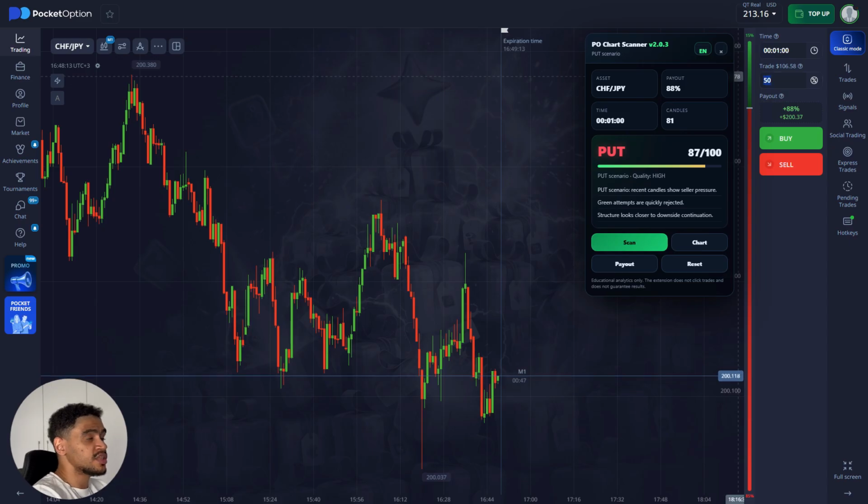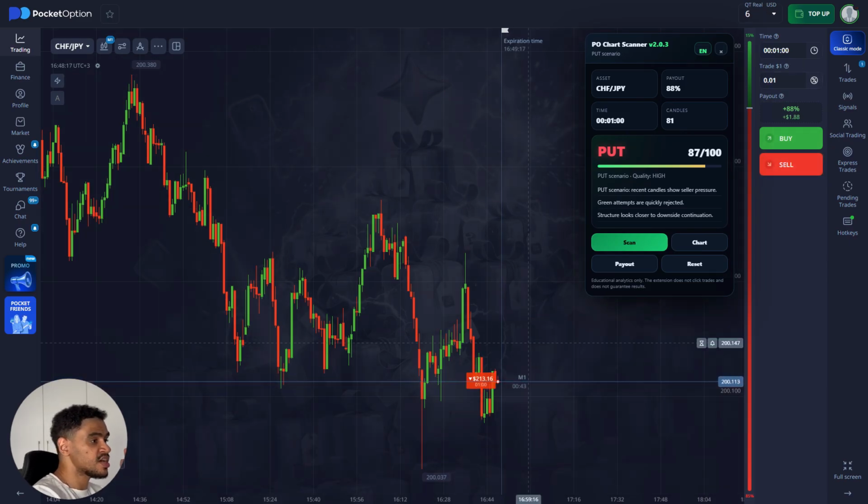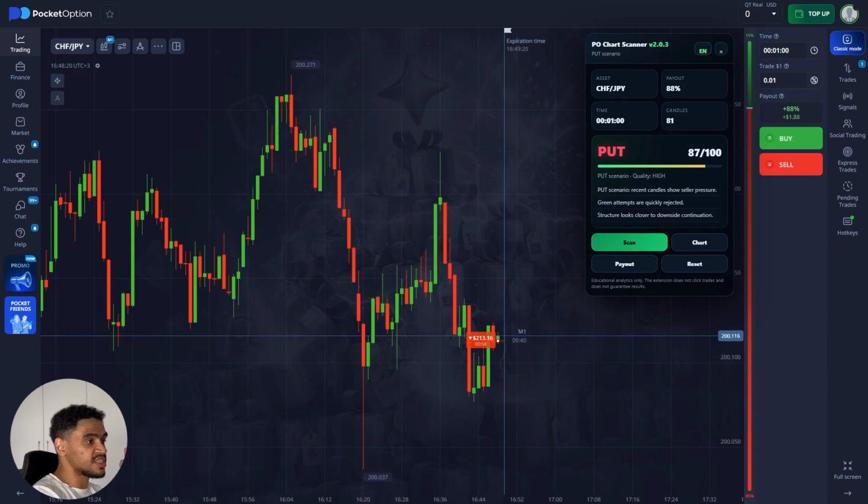And there you go, this is going to be a big trade for us here. We're going to place all of our money here, but this is a very strong signal. 87%, 87 out of 100. Recent candles show seller pressure. Green attempts are quickly rejected. Structure looks closer to downside continuation.